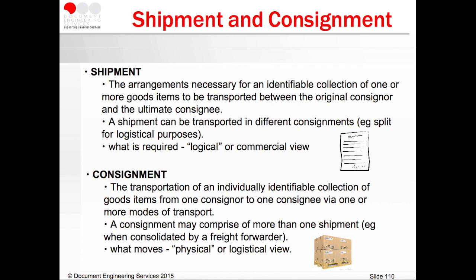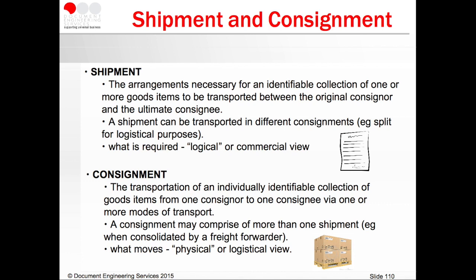A consignment is a more physical view of the transport of goods. It describes what actually is going to happen or what actually has happened in terms of the movement of the good. So it is a collection of goods items from a consignee to a consignor using one or more modes of transport. And a consignment may also be broken down, and it may also be consolidated. So we can have a consignment with more than one shipment.